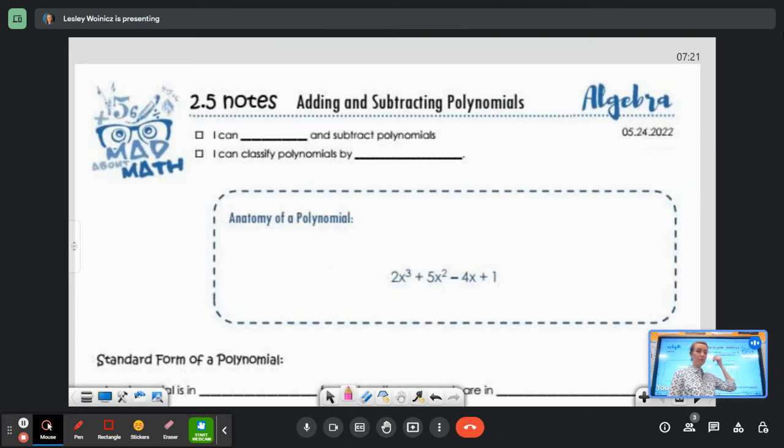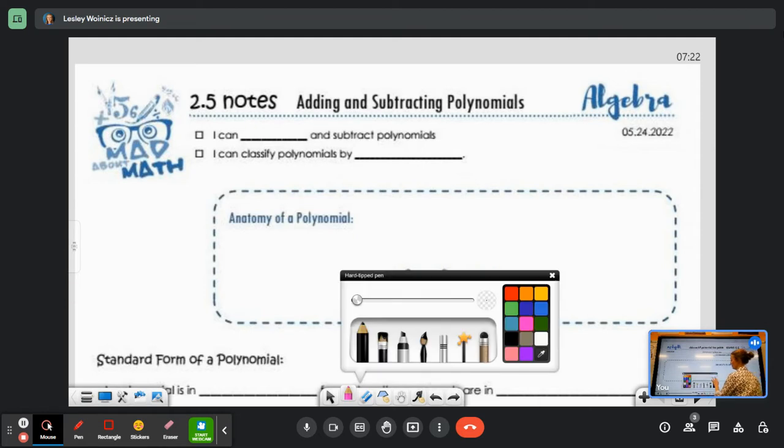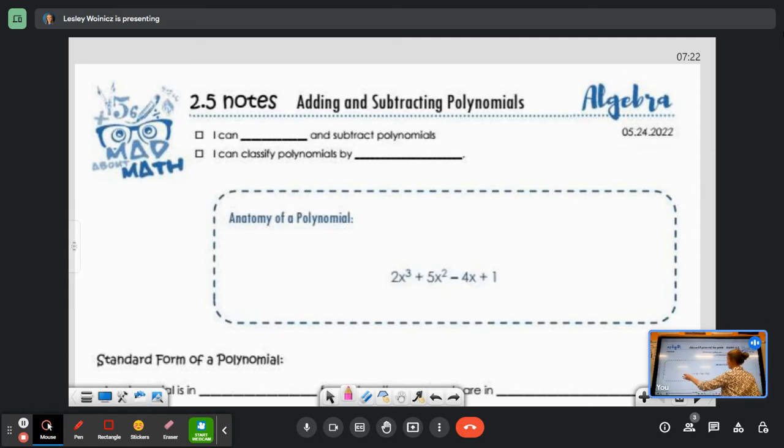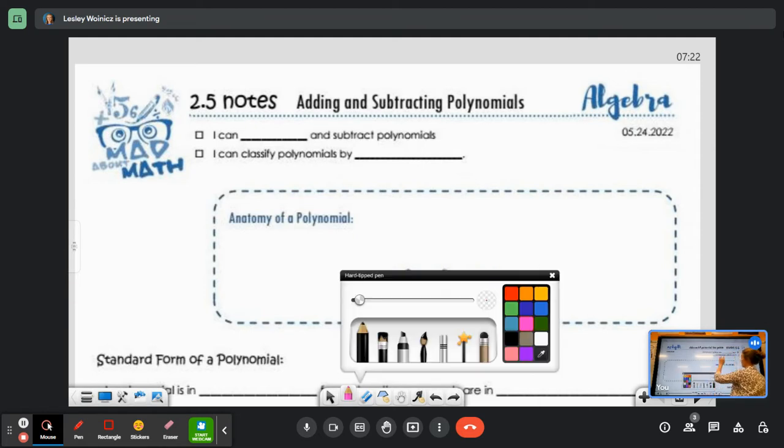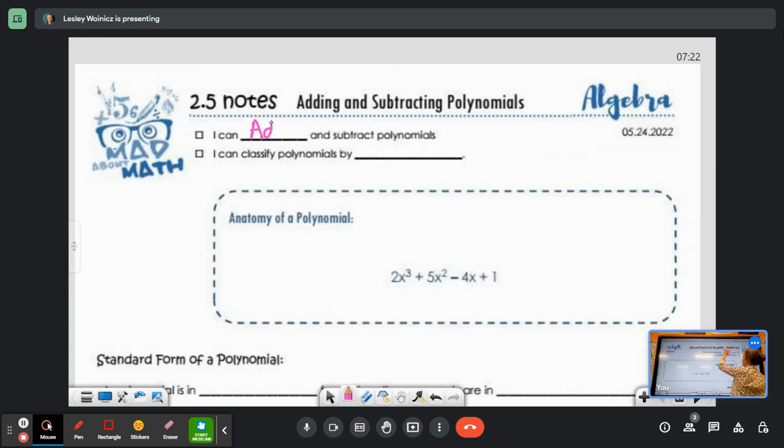Okay, these are your 2.5 notes on adding and subtracting polynomials. We're going to add and subtract polynomials, obviously. And then we're also going to classify polynomials by degree. Okay, we'll talk about degree in a little bit. I don't want to get ahead of myself.